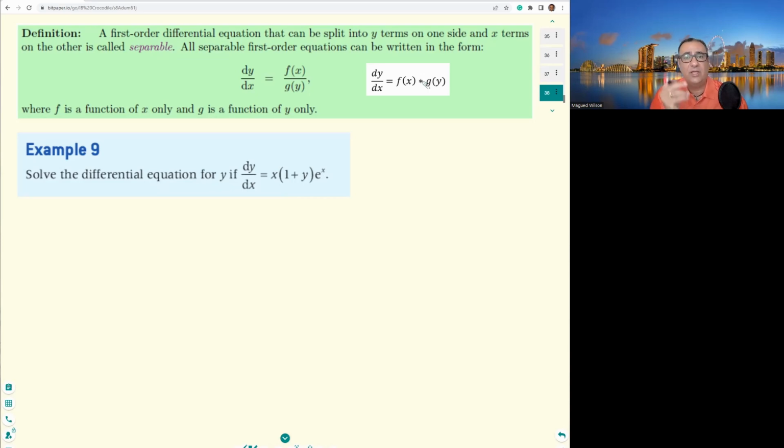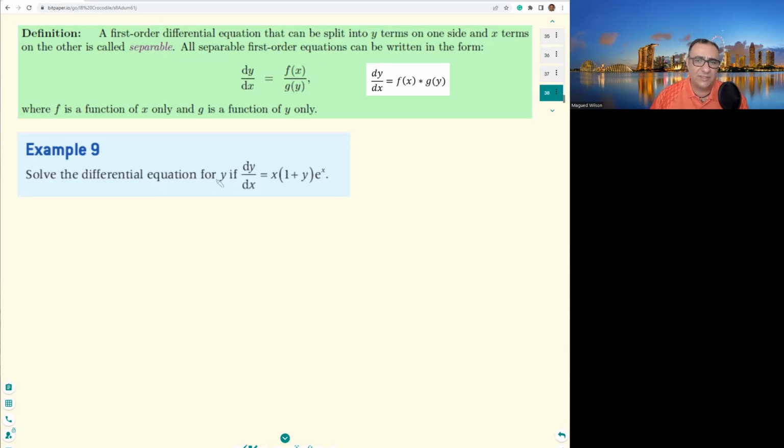And this is actually your key to solve the differential equation. You need to know what kind of differential equation we are looking at in order to choose the right approach. So that's why this is very important. If you can rewrite the differential equation as a function in x divided by a function of y, or a function of x multiplied by a function of y, this is a separable differential equation.